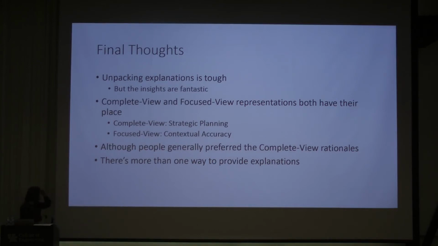All of this comes back to the fact that there's more than one way to provide explanations. Right now, AI has a very narrow view of what an explanation is, but I think it's important to consider alternatives, because they have their place, and when it comes down to it, it's going to be the humans that really end up deciding what's useful. So, might as well start considering them now. And that's my talk.